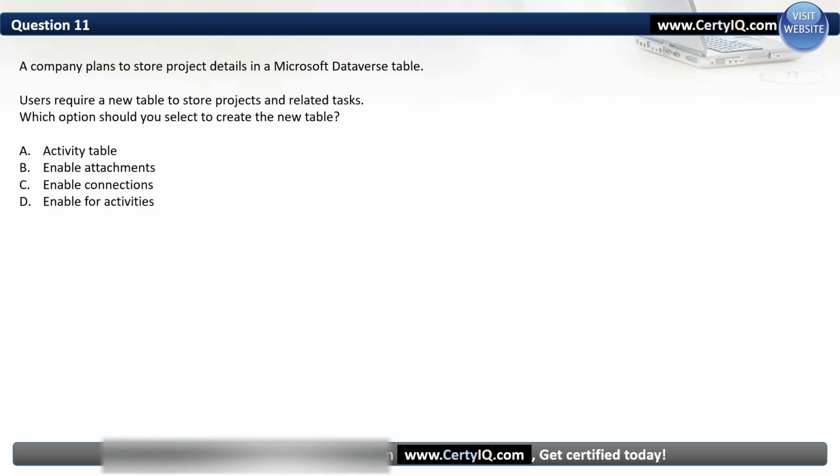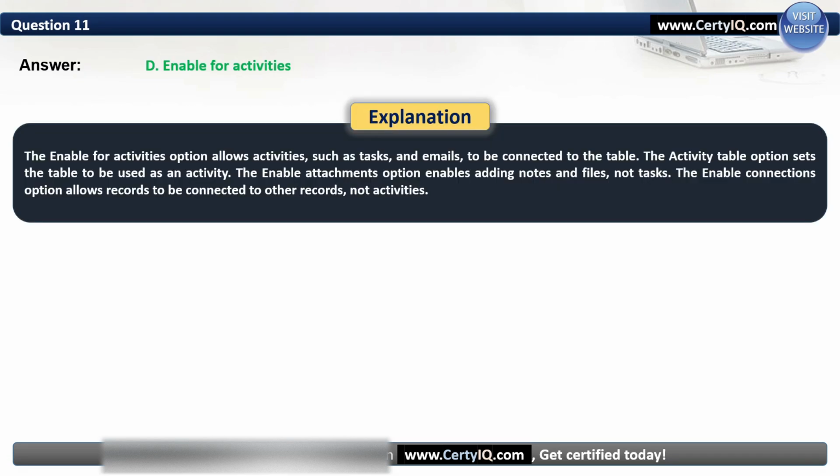The correct option is D. Enable for activities. The Enable for Activities option allows activities such as tasks and emails to be connected to the table. The Activity Table option sets the table to be used as an activity. The Enable Attachments option enables adding notes and files, not tasks. The Enable Connections option allows records to be connected to other records, not activities.